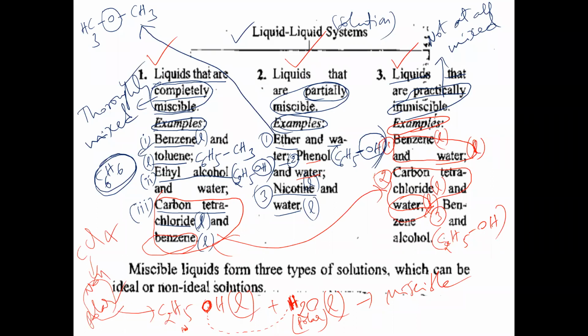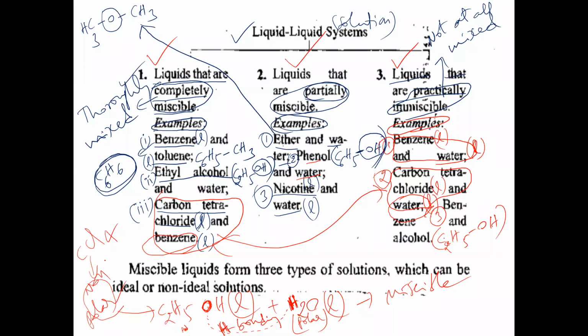But this ethyl alcohol is soluble in water due to the formation of which bonding? Hydrogen bonding, H bonding. So there will be hydrogen bonding formation between ethyl alcohol and water. That's why ethyl alcohol is thoroughly mixed with water. Keep this point in mind.